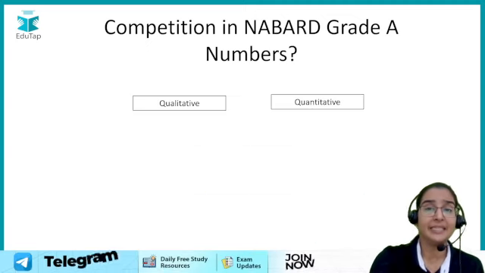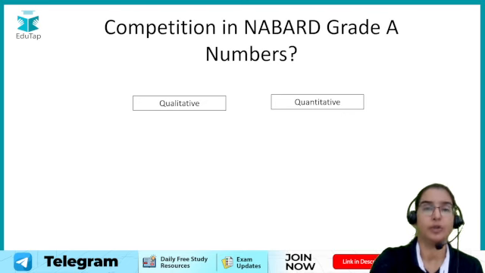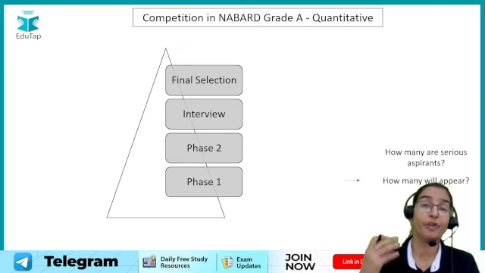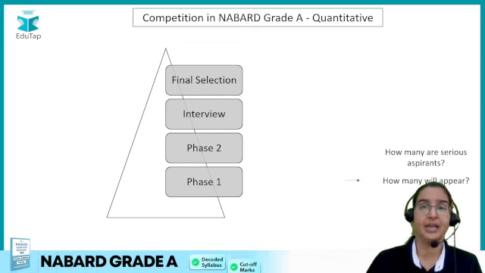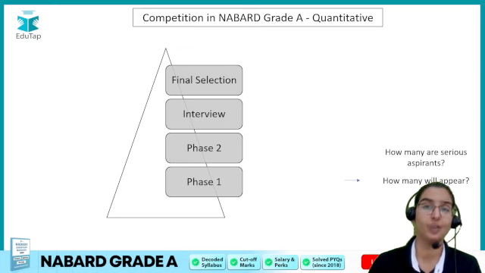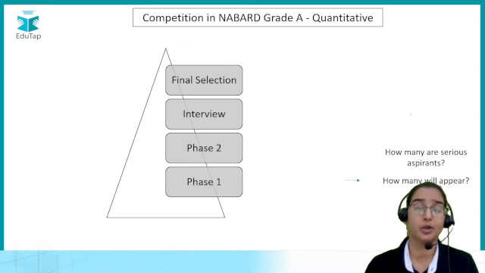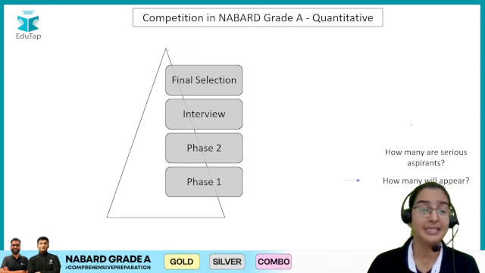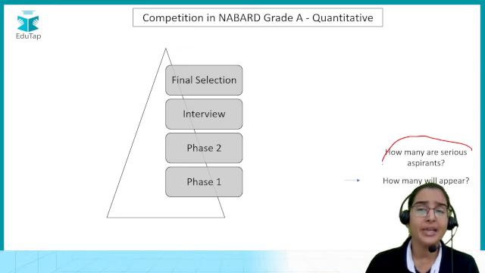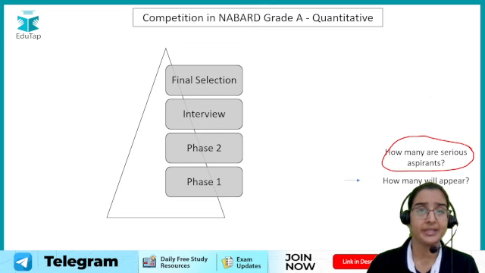Now let us see what the qualitative aspect of this particular competition is. How many aspirants are actually serious? This number might seem huge to you. For 50 odd seats, around 52,000 people are applying, right? So again, the selection ratio is even less than 0.1%. So the competition might seem huge and insane to you. But my question is, out of these people, how many are actually serious aspirants, right?